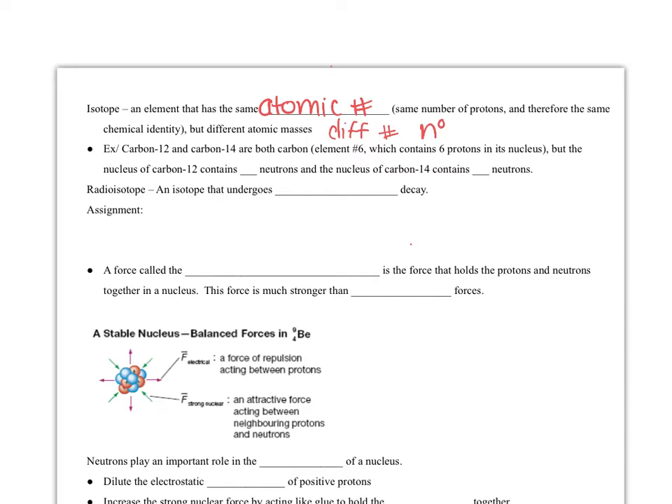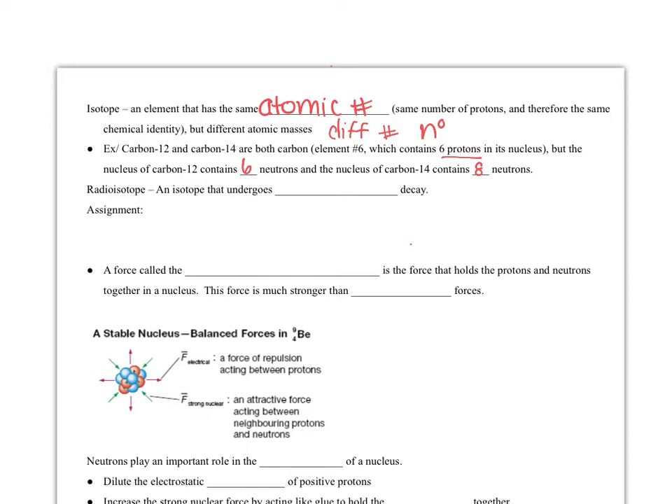So for example, carbon-12 and carbon-14 are both carbon. They're both element number 6. They have 6 protons, but the nucleus of carbon-12 contains 6 neutrons, because 6 neutrons and the 6 protons make 12, whereas the nucleus of carbon-14 contains 8 neutrons, where 8 neutrons and 6 protons make 14.